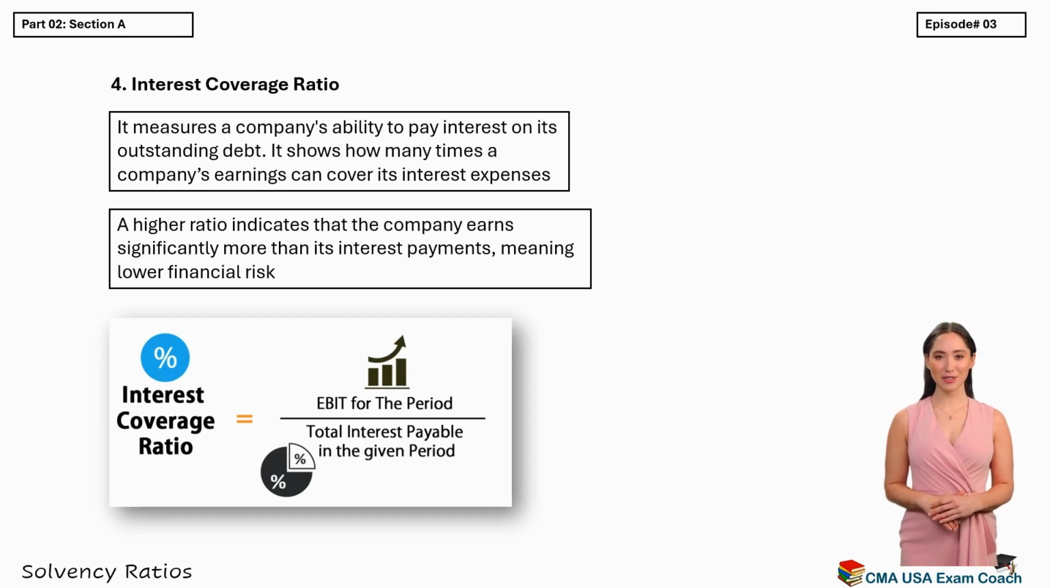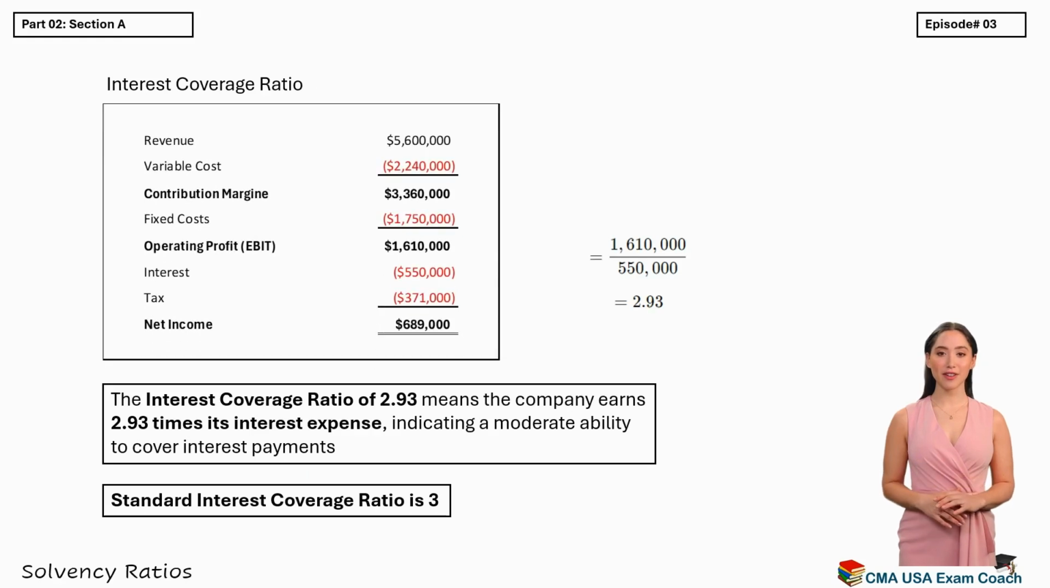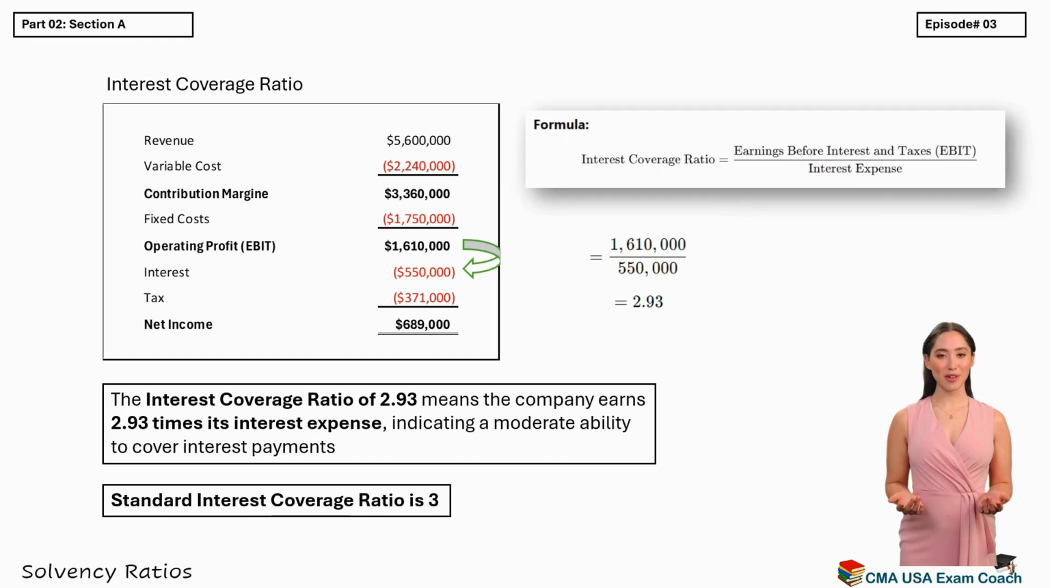Now, let's calculate the interest coverage ratio using the given income statement. As we know, this ratio tells us how many times the company's earnings can cover its interest expense. Here we have earnings before interest and taxes, EBIT, $1,610,000. Interest expense, $550,000. Now, applying the formula, interest coverage ratio equals earnings before interest and tax divided by interest expense. That gives us 2.93 times. This means that the company earns 2.93 times its interest expense, indicating a moderate ability to cover its interest payments.